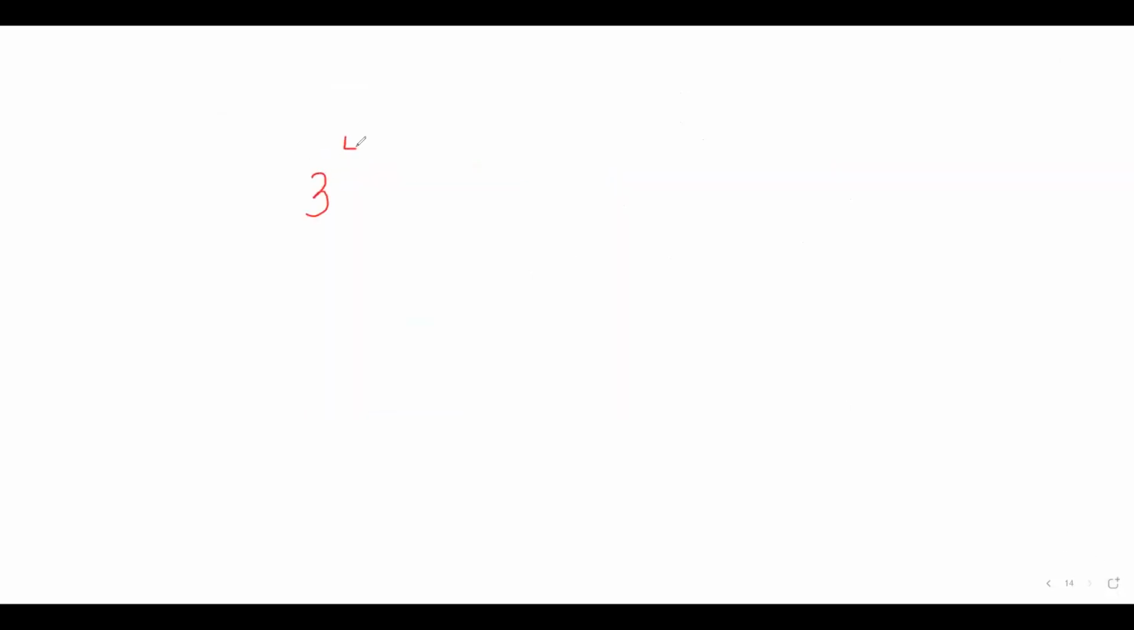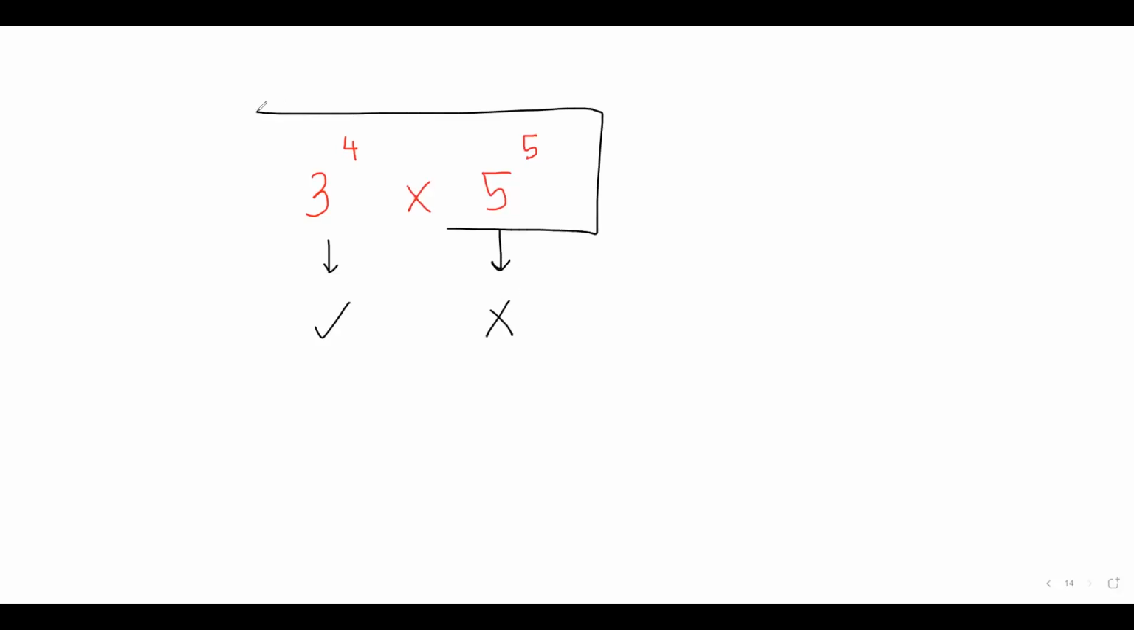Then what about this? 3 to the power 4 multiplied by 5 to the power 5. Is this a square number? No. Is this part a square number? Yes. Is this part a square number? So this entire number should be multiplied by what? A 5. You understand? Now I'm changing this question to cube numbers.